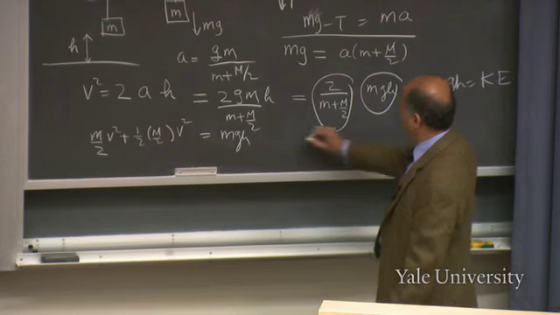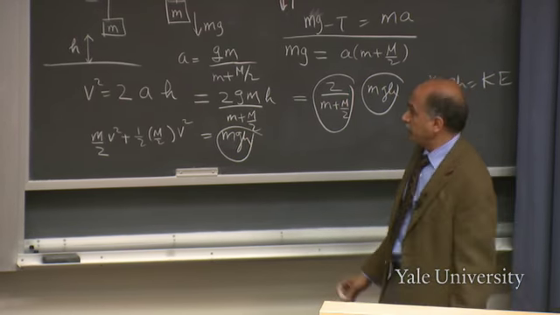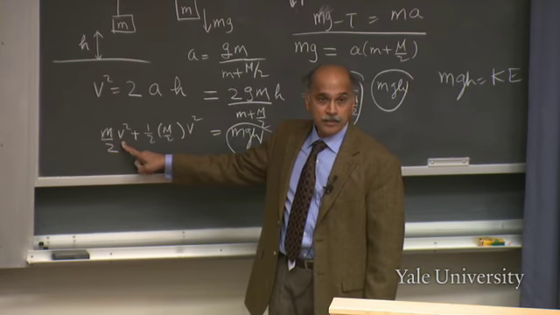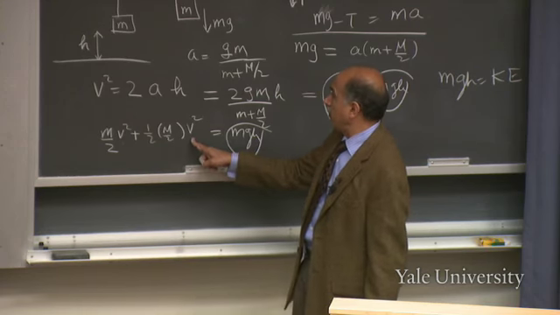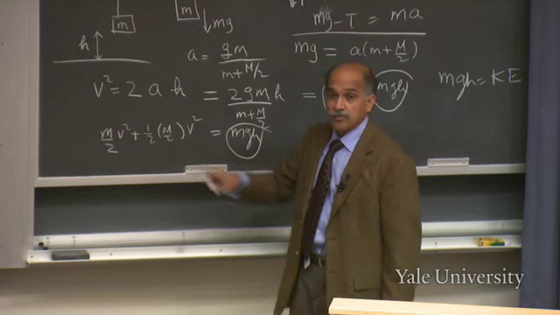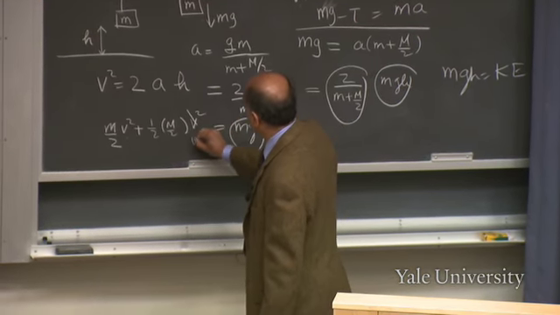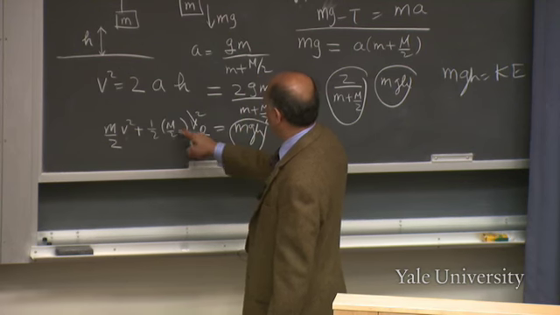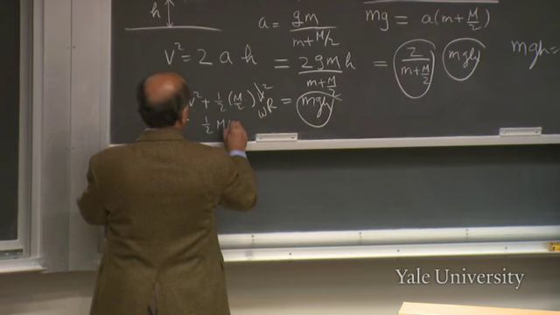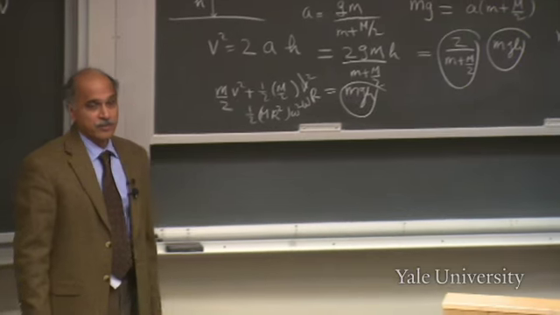Well, mgh is wonderful. That's my initial potential energy. There was no kinetic energy. Nobody was moving. This is clearly the kinetic energy of the mass. And the last thing is this is the kinetic energy of the pulley. I think by now you recognize this is the kinetic energy of the pulley. If you're not convinced, I can replace this v by omega r and bring the r squared in here and write this last term as 1/2 m r squared omega squared, which is the kinetic energy of the pulley.